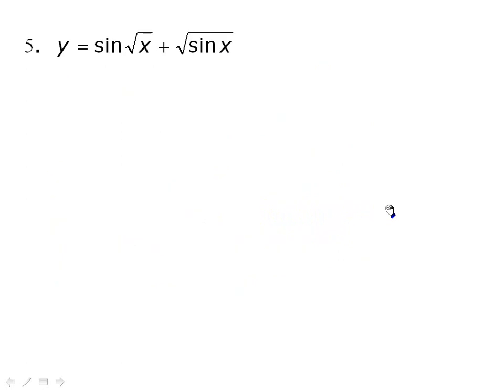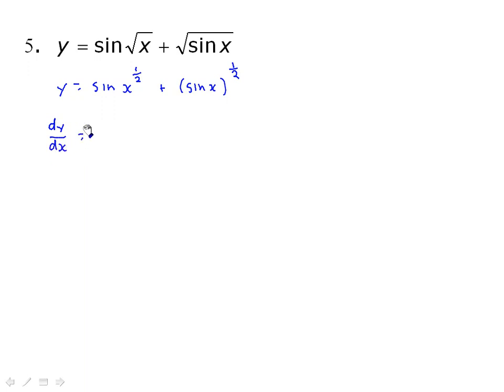Y is equal to the sine of root x plus root sine x. So this one, just a different form of everything that we've seen up to now. So sine of x to the 1/2. Everything works the same, but they just look a little bit different. And you can see that this is the derivative-ready way to write it. So we put it in exponential form. There too, for the second term, I wrote that as sine x to the 1/2. So these are ones that look similar, or the terms look similar, but they're not identical.